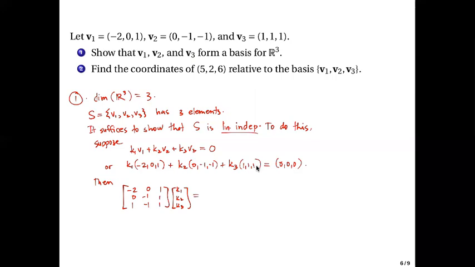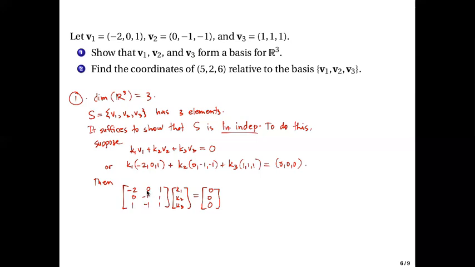This is equal to the vector 0, 0, 0. Let me check if this is what we need. Of course, the first column will always be multiplied to the first entry in here. Okay? And that means K1 is being multiplied to the vector negative 2, 0, 1. So that's why we wrote this vector in column form.